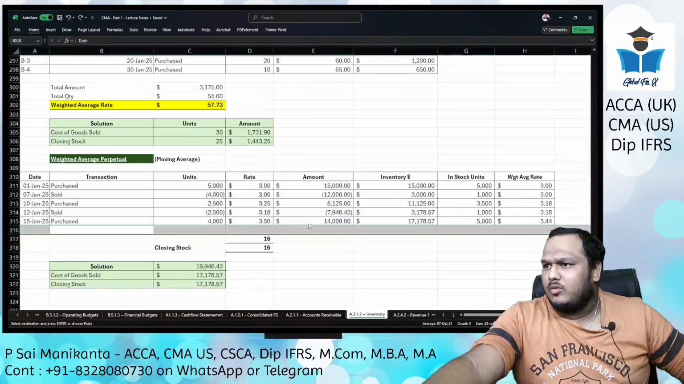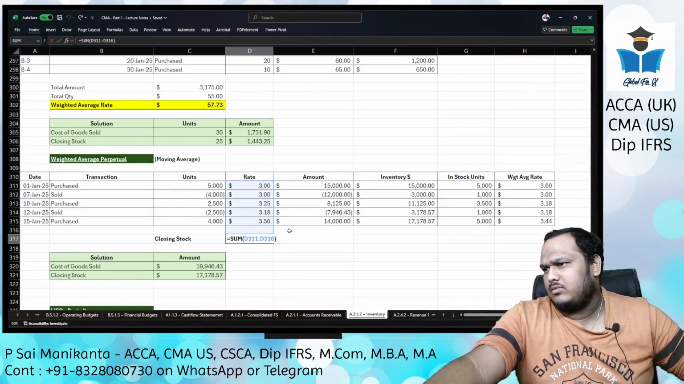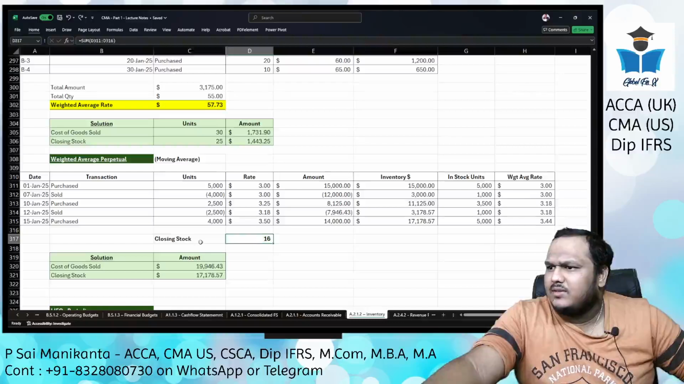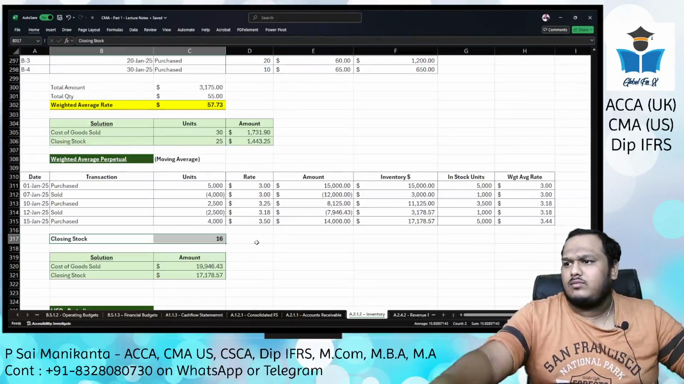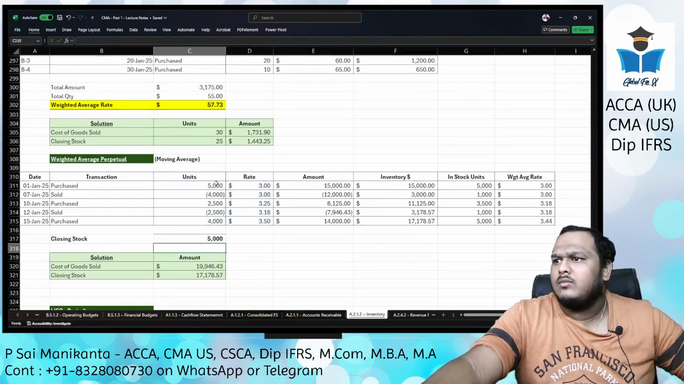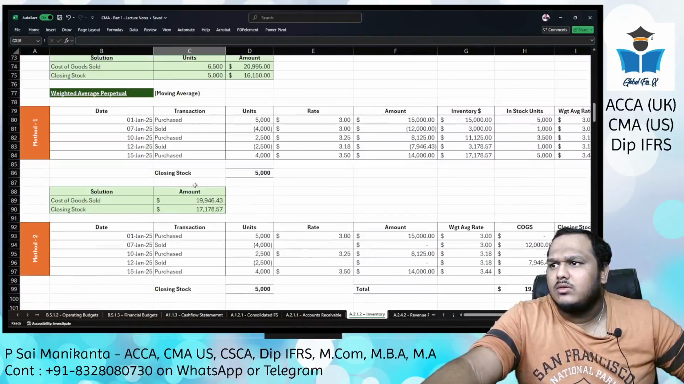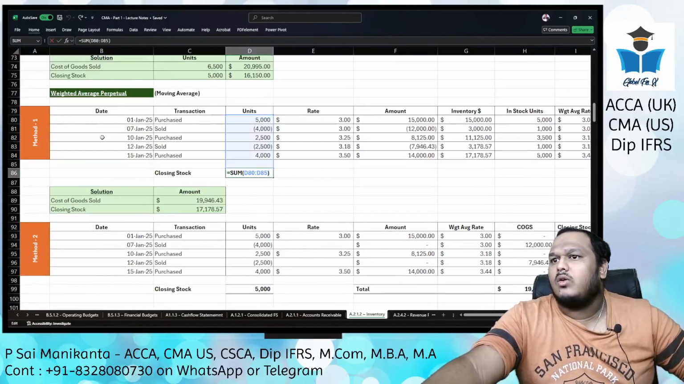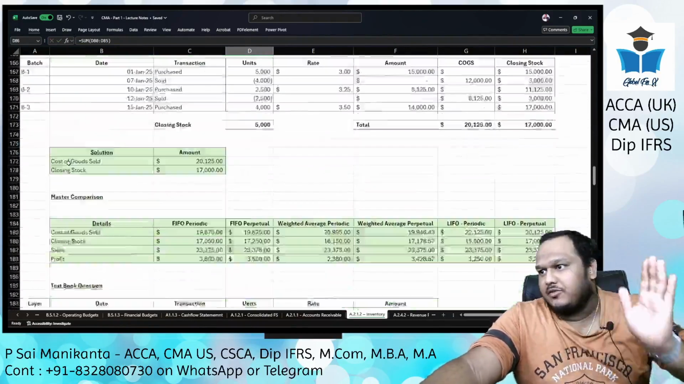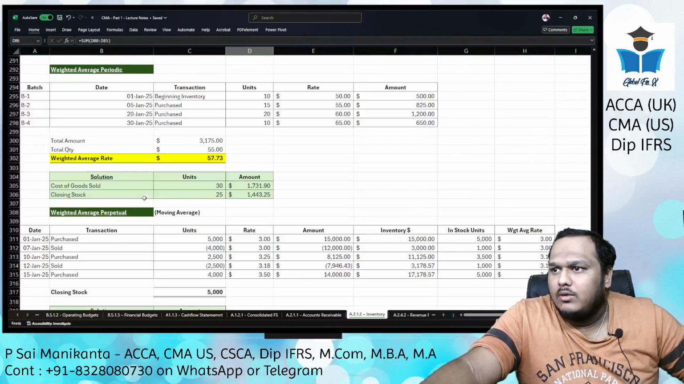Wait, did I paste something wrong? Why was closing stock showing a sum of rate? Is that the same mistake in the previous one also? Yeah. Oh, here we had the method there. Okay, that's why it got there. All right, that's fine. When we shifted everything one cell to the left, that messed up the formula. Okay, sounds good. Where were we?